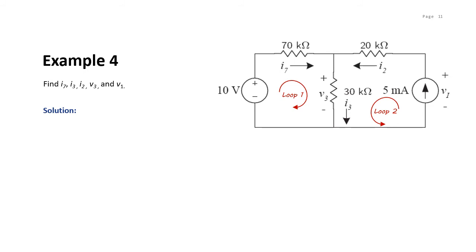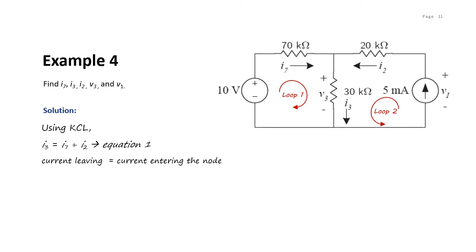We can use KCL and KVL in this case, because whenever we have an intersection of nodes, we definitely need to use KCL. Using KCL at the node at the top, we can see that I3 is leaving and I2 and I7 are entering. So I3 equals I7 plus I2. That will be our first equation. And yes, current leaving equals current entering the node.